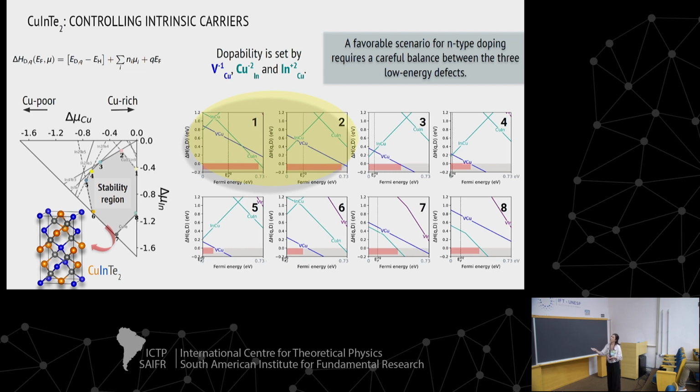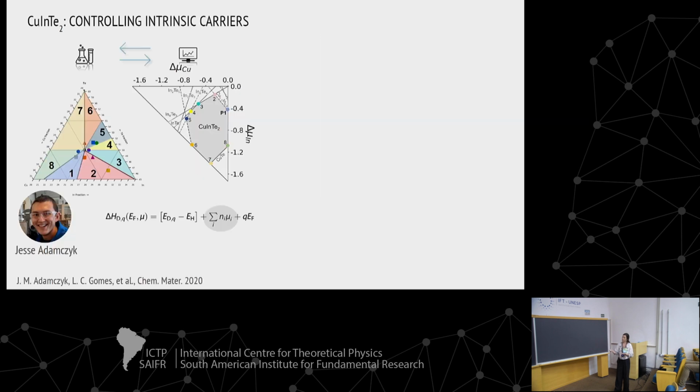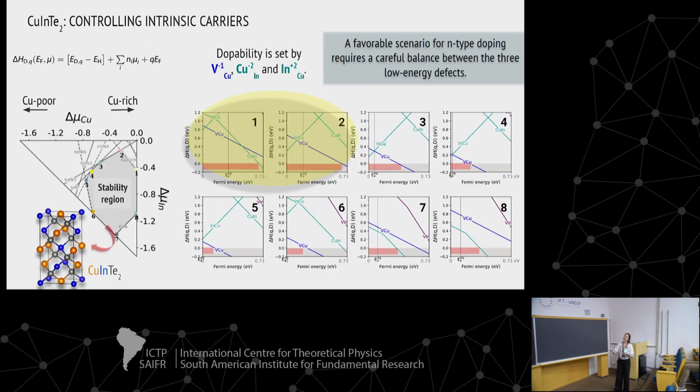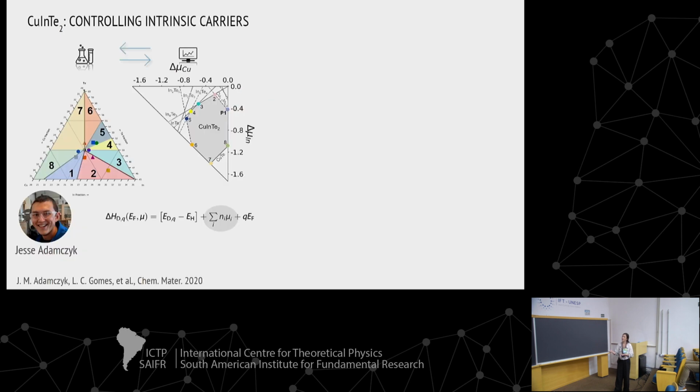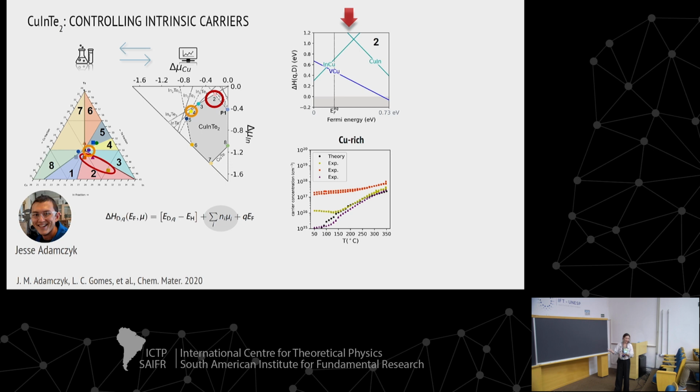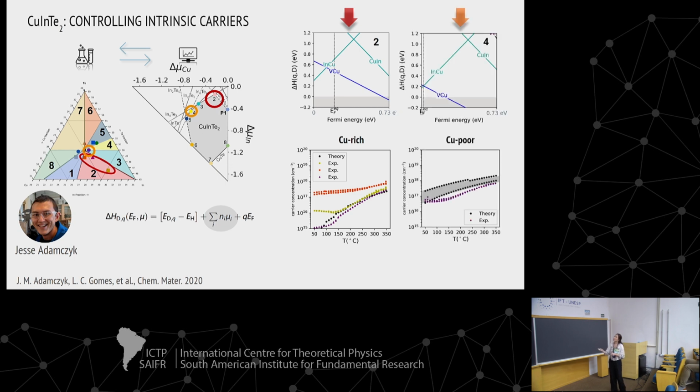But we could identify at least 2 regions where a balance between these 3 defects defines a relatively large dopability window. We see some hope to find some extrinsic dopant that can make this material N-type. I'm running out of time, so I will just show some attempts of growing the samples and comparing with our predictions.